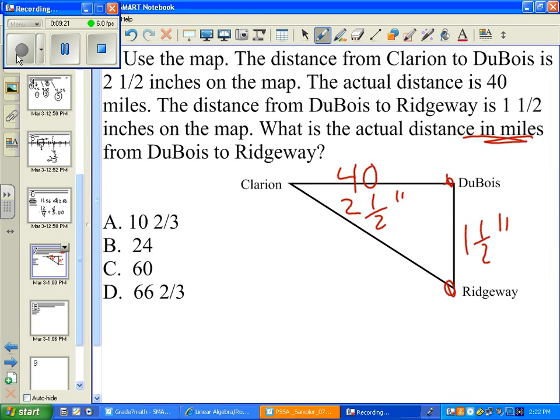Well, let's take a look at these answers here, see if we can eliminate something. If you look here, you can see that 40 miles from Clarion to Du Bois is 2.5 inches, and Du Bois to Ridgeway is 1.5. So we can easily get rid of these two answers, 66 and 2/3, because our distance here, 1.5 inches, is less than 2.5 inches. So it's going to be less than 40.